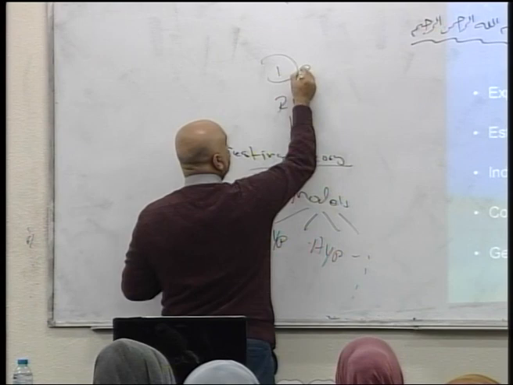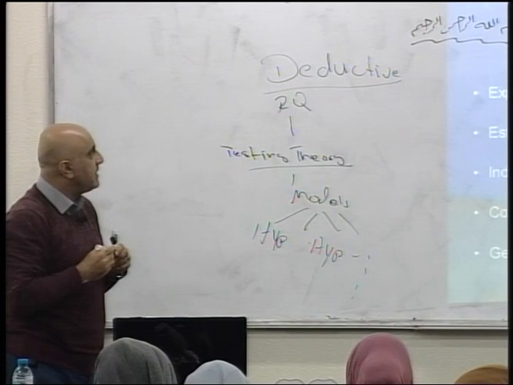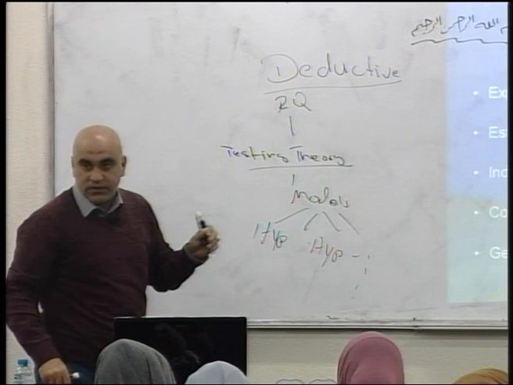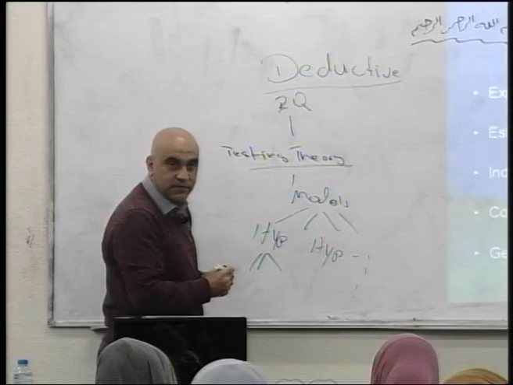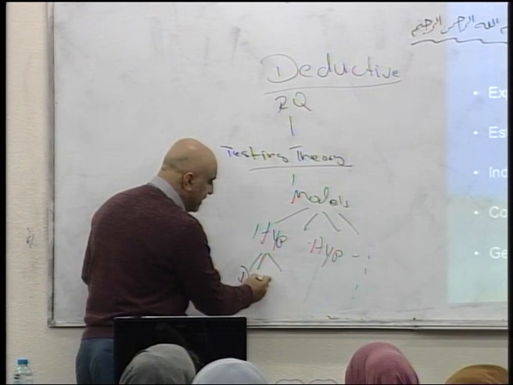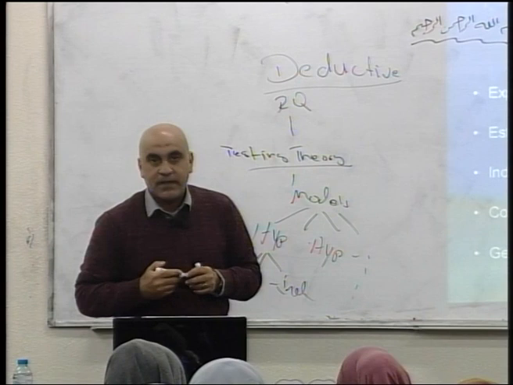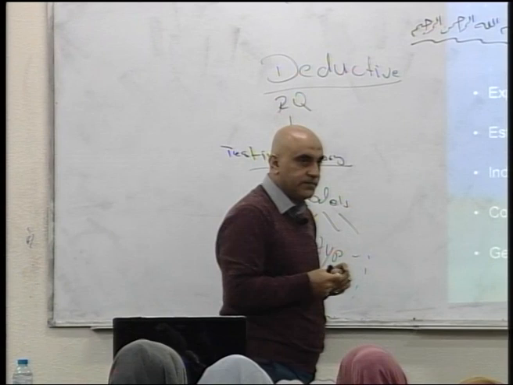So the deductive approach is the way to answer the research question by testing the theory. The theory includes a model. You should have the model, and then the model includes hypotheses. The hypothesis includes variables. We have dependent variables and independent variables. So this is the story of deductive. Deductive is a quantitative method.